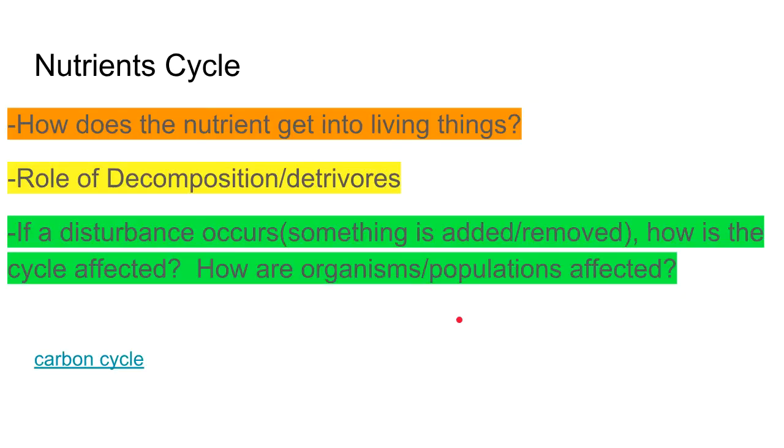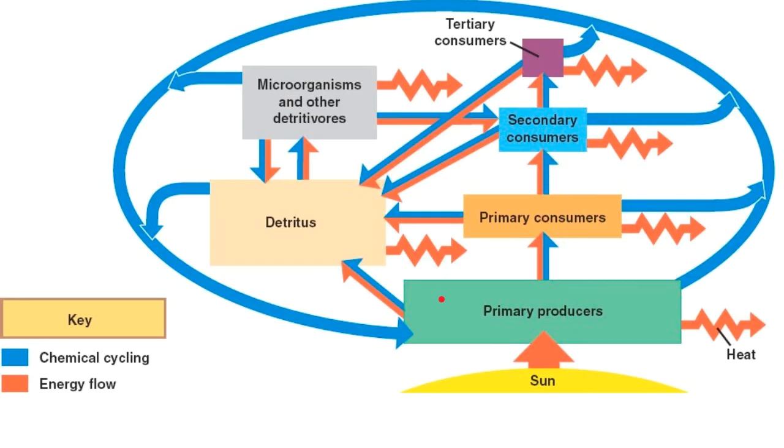But when we talk about our nutrient cycles, our biogeochemical cycles, we want to ask these couple of questions. How does the nutrient get into living things? We also want to focus on the role of decomposition and detritivores. That's always a main concern of ours. And if a disturbance occurs where something is added or removed, how does that ultimately affect the overall cycle? How are the populations affected? And that gets us back into graphing again.